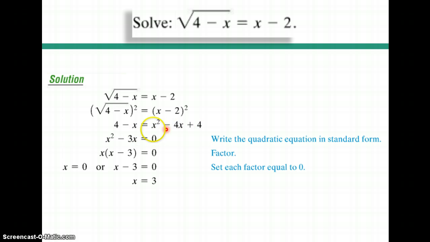Now write this equation in standard quadratic equation. We have x square minus 3x equal to 0. Now factor the quadratic equation. We have x times x minus 3 equal to 0. Now set each factor equal to 0. We have x equal to 0 or x minus 3 equal to 0, which is x equal to 3.